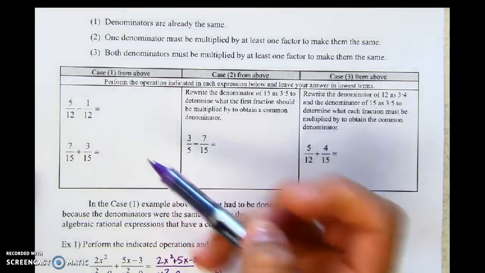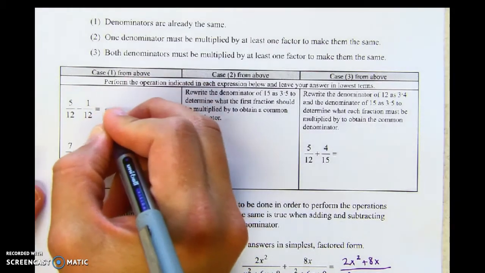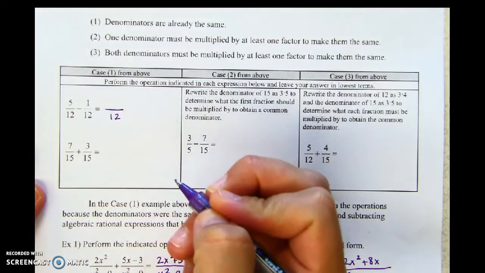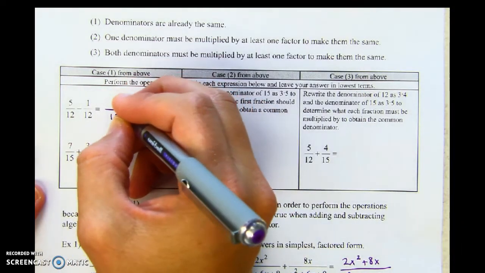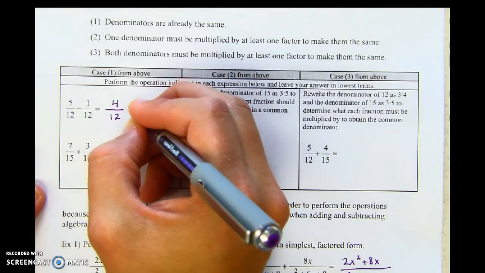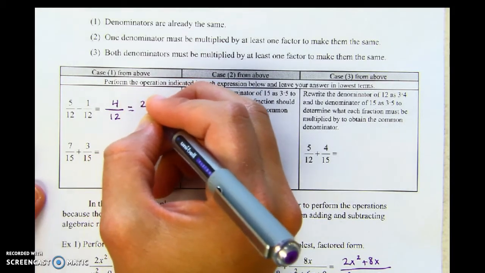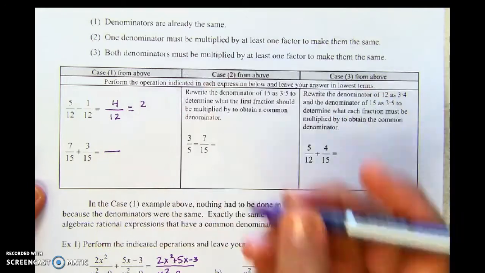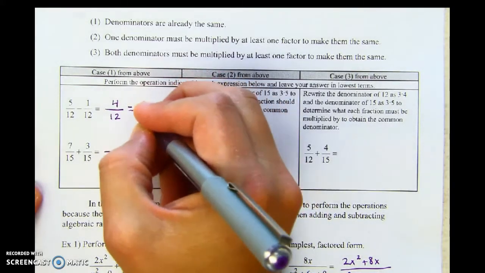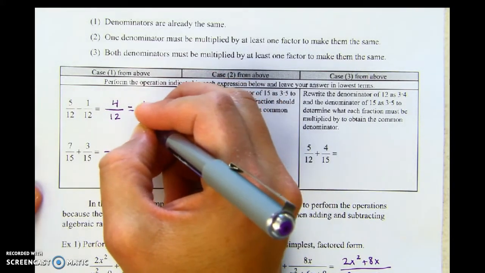So case one, do you see the denominator is the same? That means the denominator will stay 12, and you'll just do the operation in the numerator. So 5 minus 1 is 4. Then you have to simplify. So what's the common factor here? It's 4. Right? So 4 divided by 4 is not the number 2. Everyone, 4 divided by 4 is the number 1, and then 12 divided by 4 is 3.